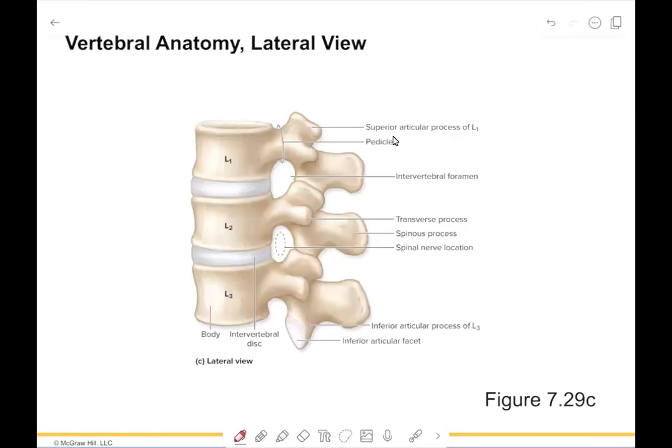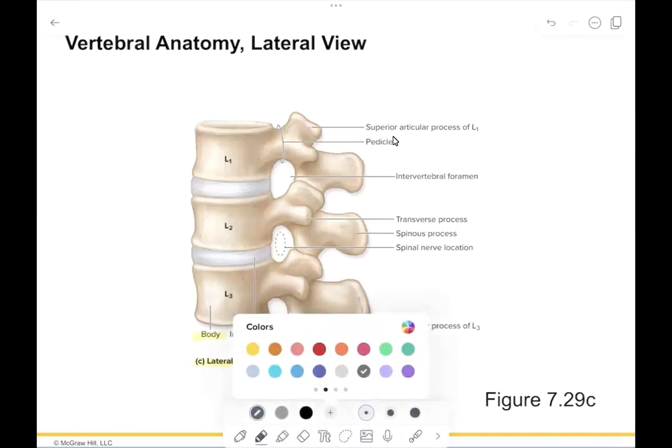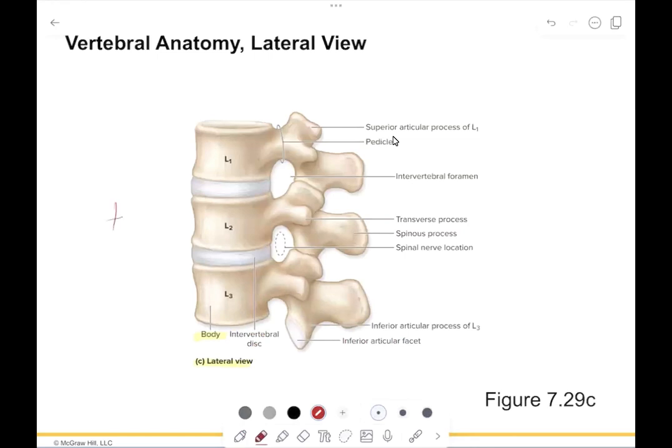This slide is showing the lateral view of the vertebral anatomy. And I want you to notice that we are looking at specifically the lumbar vertebrae. This, as you can see, is L1, L2, and L3, specifically the bodies. And the bodies are the thickest that we find in specifically the lumbar region. And that's because they're going to be supporting the large majority of the weight.